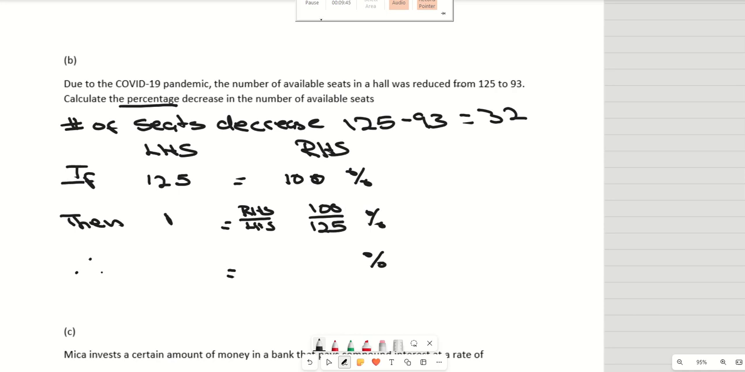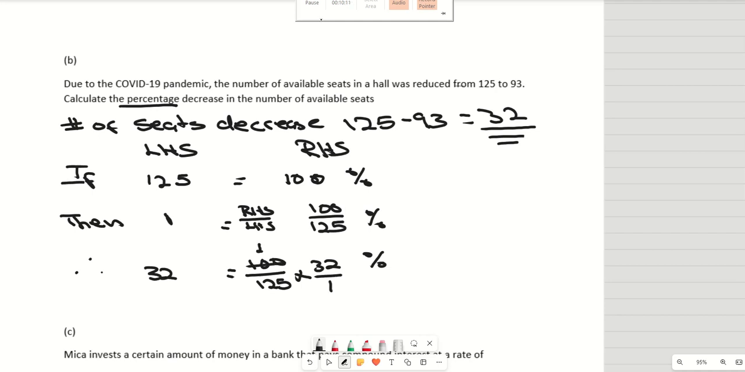And how many seats are we trying to find a percentage for? We're trying to find the 32 seats. So for 32 seats, if we know 1 seat is 100 over 125%, therefore, 32 seats would be 100 over 125 multiplied by 32 over 1.